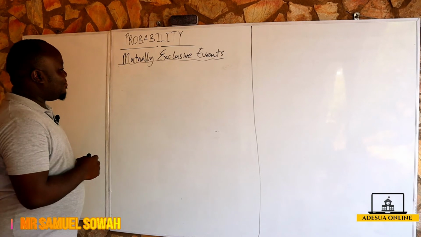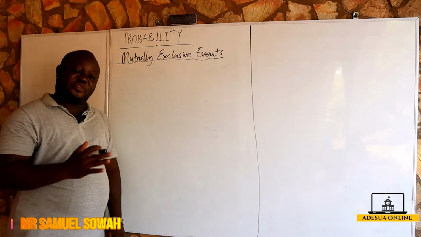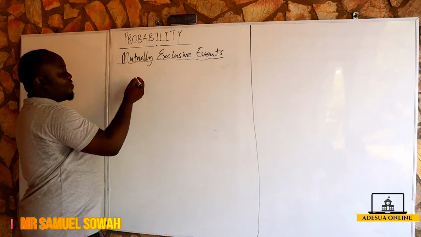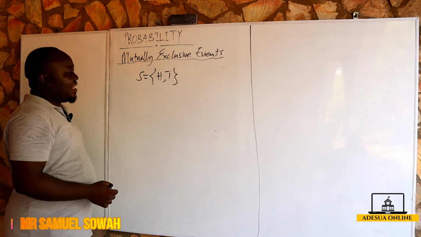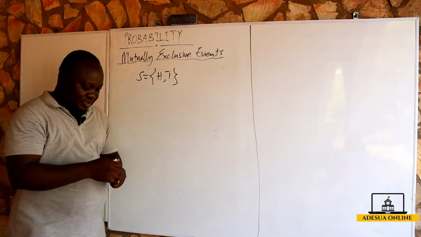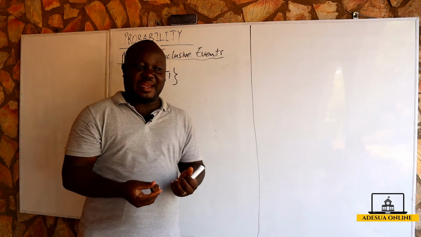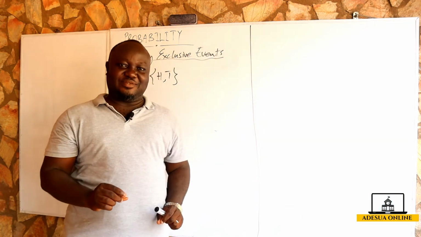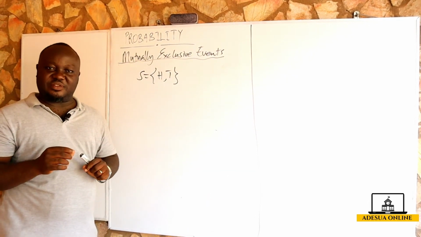Two events A and B are said to be mutually exclusive when the two events cannot occur together. Let's take an example. Suppose we take a coin. The sample space of a coin is what? A head or a tail. A coin can either show a head or a tail. If this is a coin, and this is the head, and this is the tail, and I toss it, there is no way the coin will show both the head and the tail. The two events cannot occur together. So that is what we mean by mutually exclusive events.